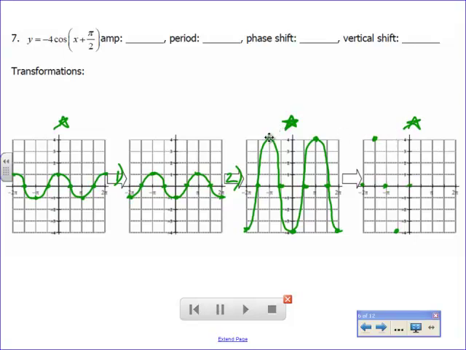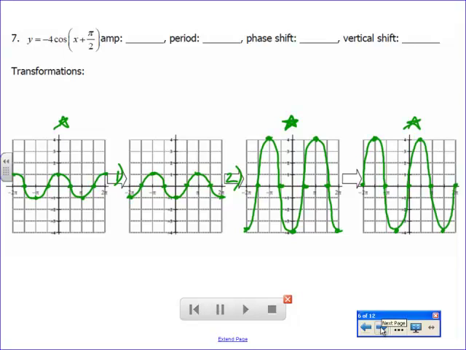So our point here at negative pi now becomes at -3 pi over 2. Our point at negative pi over 2 now becomes negative pi. Move everything left 1 unit, which is 1 pi over 2. Connect with a nice smooth curve, and you will get your final answer.